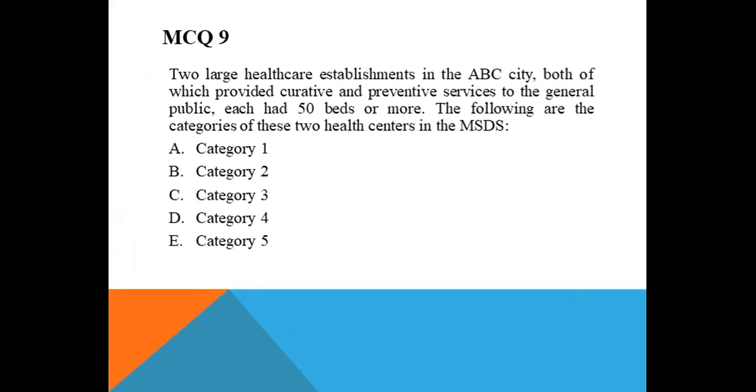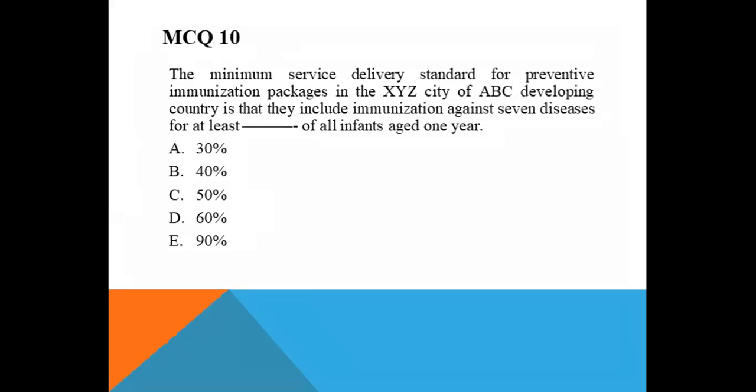MCQ 9. Two large healthcare establishments in ABC city, both of which provide curative and preventive services to the general public, each have 50 beds or more. The following are the categories of these two healthcare centers in MSDS. Alpha, category 1; beta, category 2; C, category 3; delta, category 4; E, category 5. Alpha will be the correct option, as I already mentioned in the minimum service delivery standards in Punjab. If every healthcare establishment has 50 beds or more, it comes under category 1. Alpha will be the correct option.